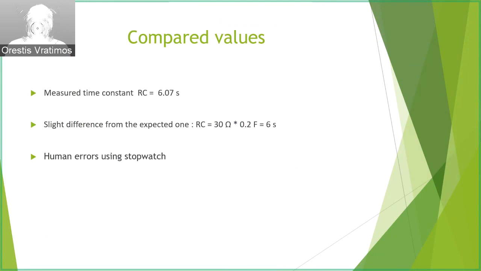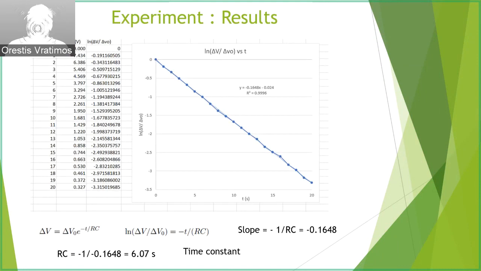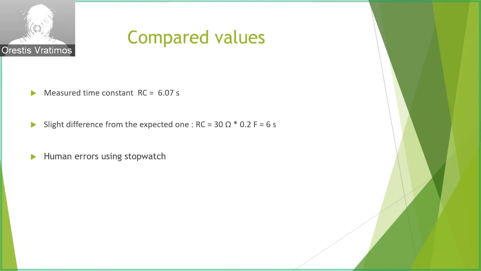So here we have the measured time constant, which has a slight difference from the expected one, which is of course due to human errors using the stopwatch. And we see also that the graph is not exactly aligned, and this is another indication that we made a few human errors using the stopwatch.